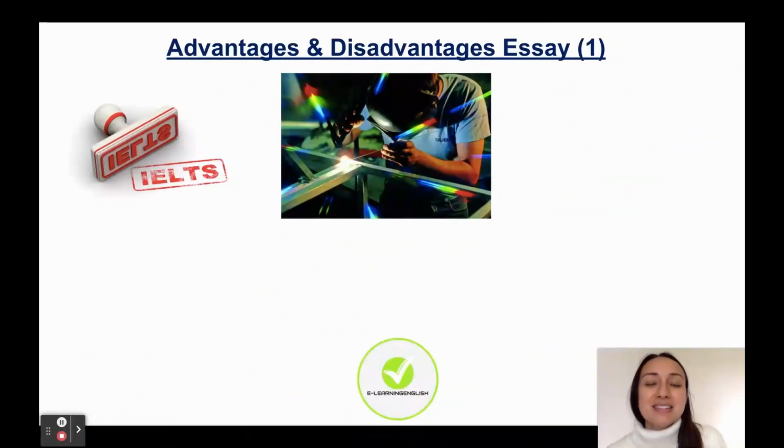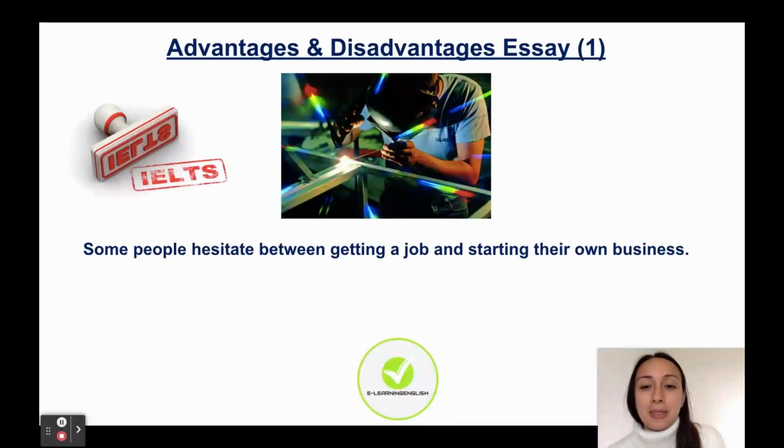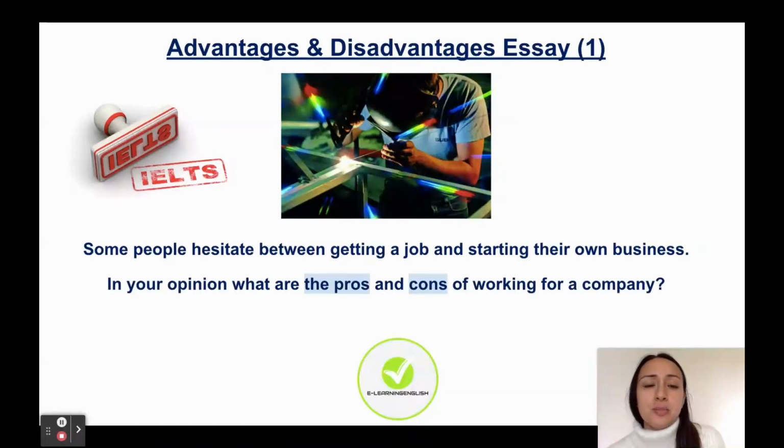Welcome to another IELTS Task 2 writing presentation. Today we are looking at an advantages and disadvantages essay. So the question starts with a statement followed by a question. And the question is asking you to write about the positives and negatives of working for a company. The statement also refers to starting your own business. So in this essay, you need to compare working for somebody else with working for yourself.